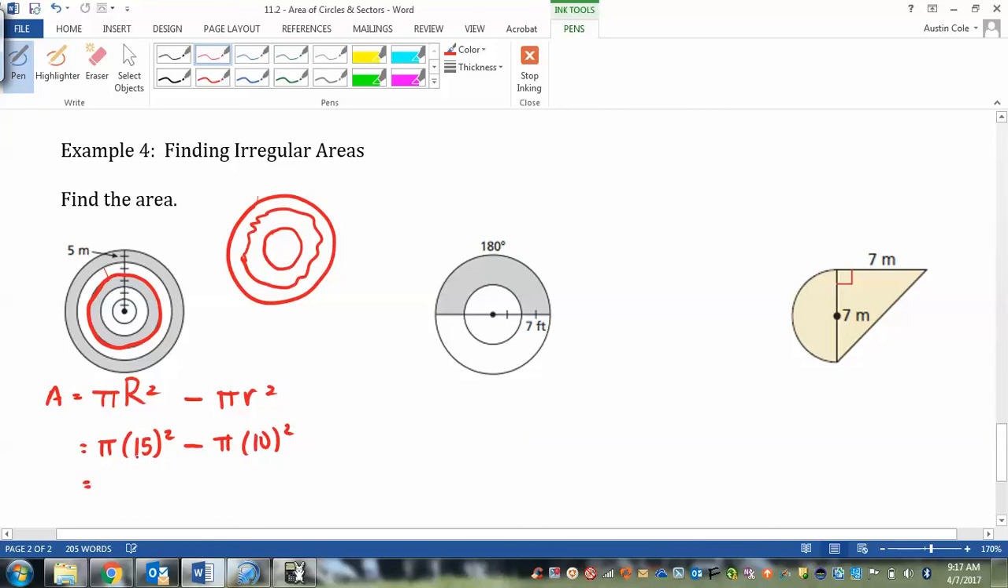Okay. 15 squared, I think that's 225 pi. Minus 10 squared is 100 pi. So the area of this ring, the first shaded part, well, 225 pi minus 100 pi is going to be 115 pi. Guys, that's this ring. That's the area of just this ring and this ring alone.